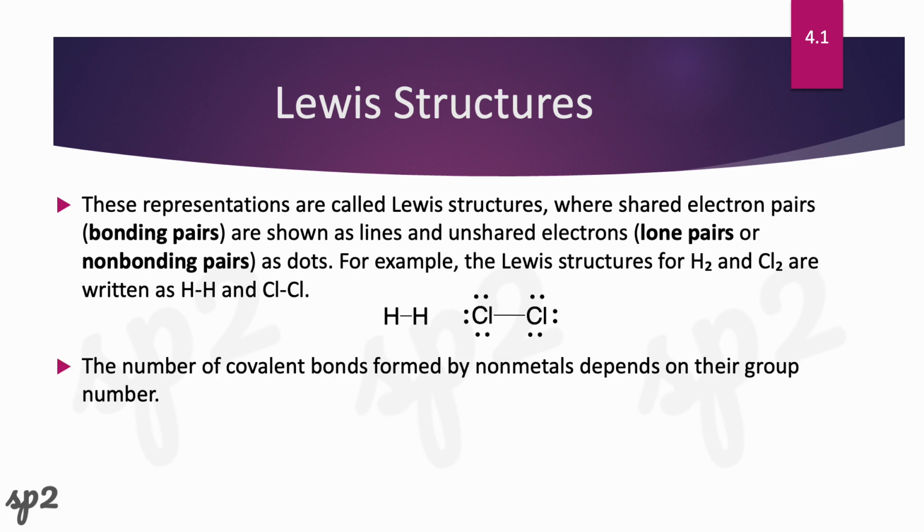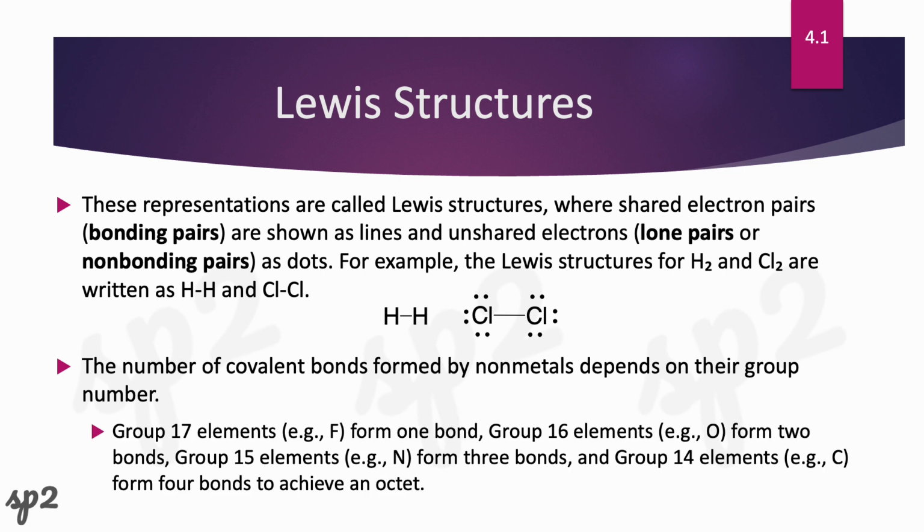The number of covalent bonds depends on where we see the nonmetals, right? In what group on the periodic table. But this is a general observation. For group 17, which is our halogens, typically we only have one bond. For group 16, the oxygen family, they typically form two bonds. Group 15, such as nitrogen, forms three bonds. And group 14, the carbon group, typically forms four bonds to achieve an octet.